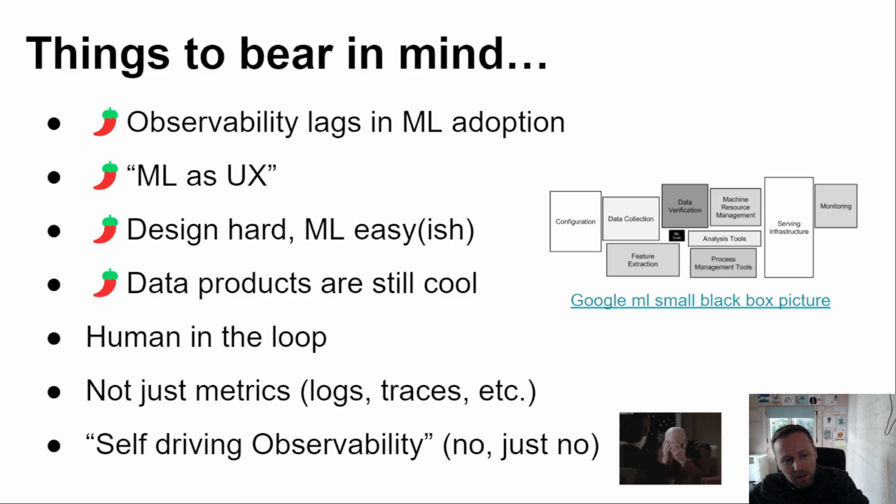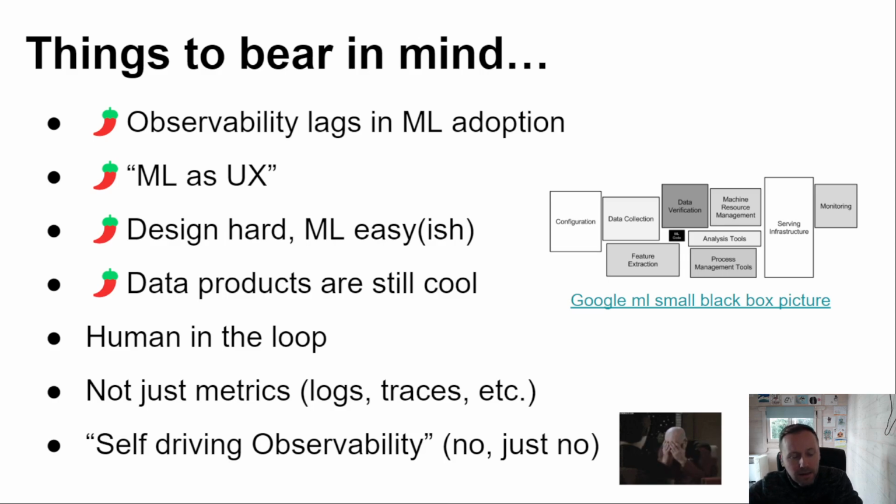And so that's where designing these systems and how they all come together and how you get useful products out of them, that's the hard part. And that's where I think the last one there is, like, data products are still cool. We seem to have stopped talking about data products a little bit, but that's all this is. It's just data products, and ML is just another way to build data products.